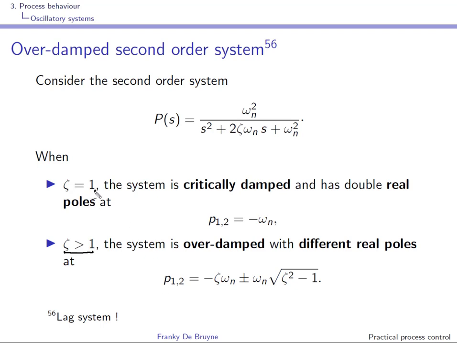If zeta is equal to 1, then the system is critically damped, and we have a double real pole. So we have P of s is equal to omega n squared over s plus omega n squared, and if you take the inverse Laplace transform, this yields a, well, impulse response that is omega n squared t exponential of minus omega n t, right? So we have this special mode here because of the double real pole.